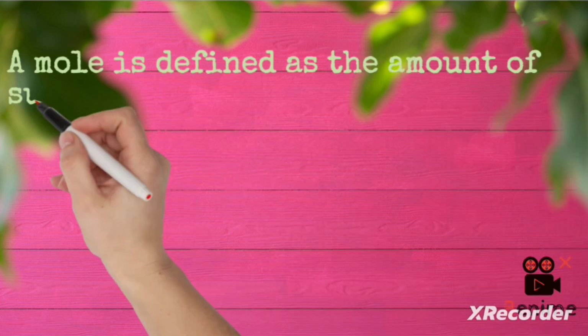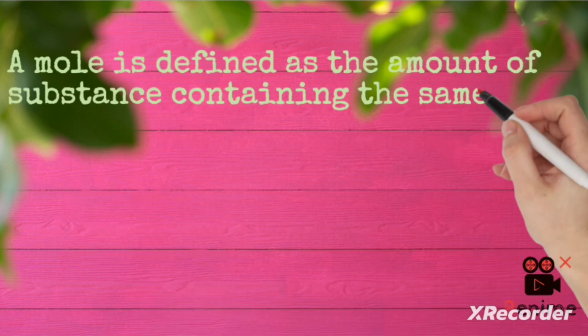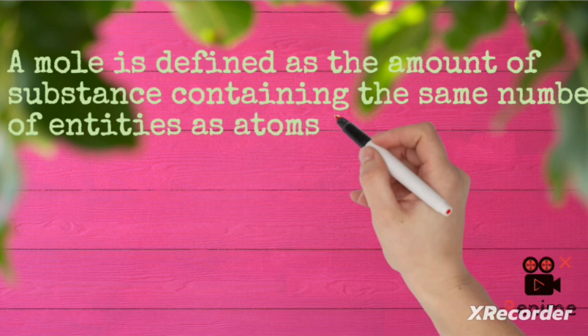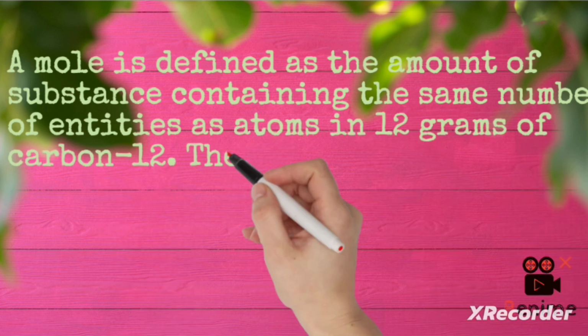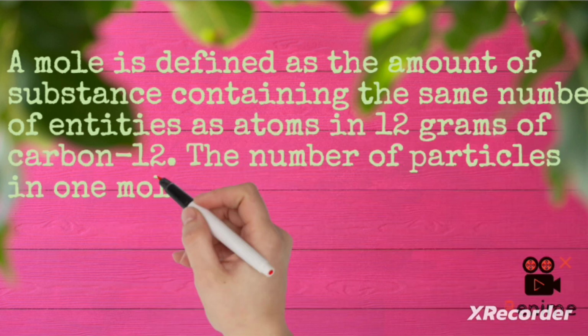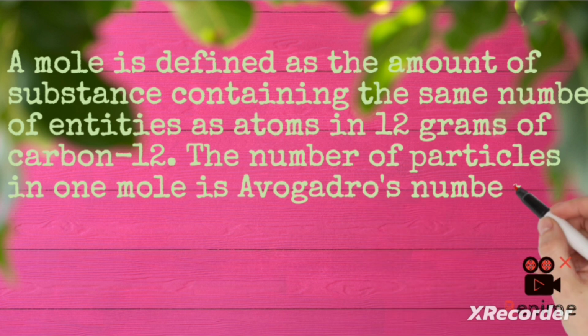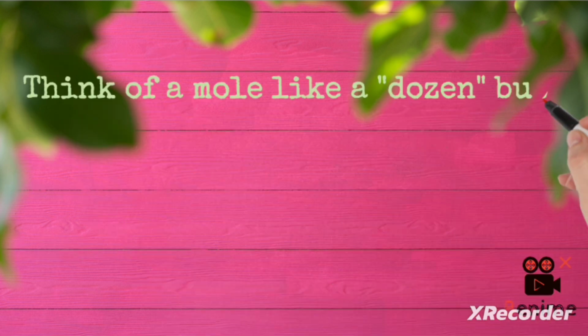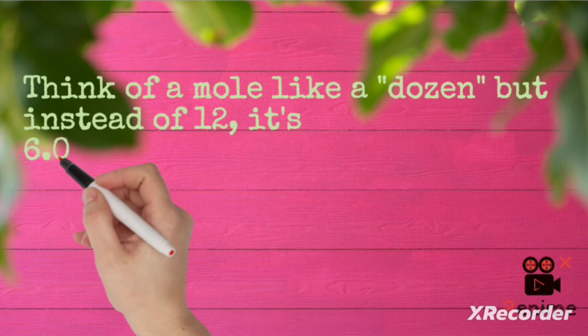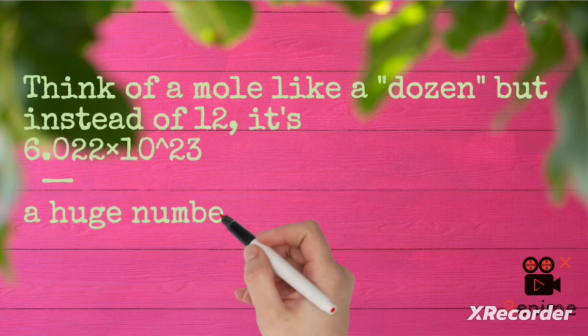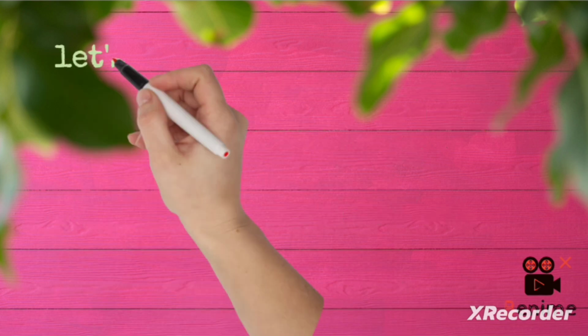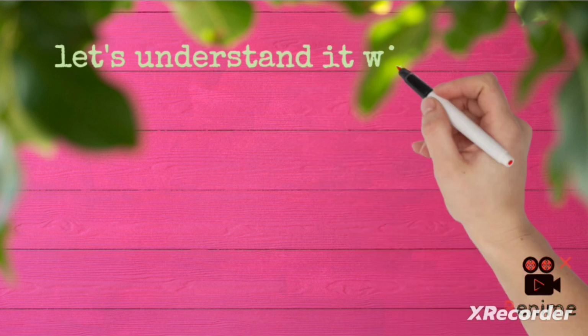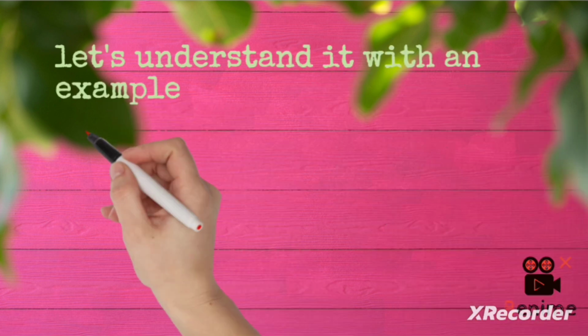A mole is defined as the amount of substance containing the same number of entities as atoms in 12 grams of carbon-12. The number of particles in one mole is Avogadro's number. Think of a mole like a dozen, but instead of 12, it is 6.022 × 10^23. Let's understand it with a simple example.